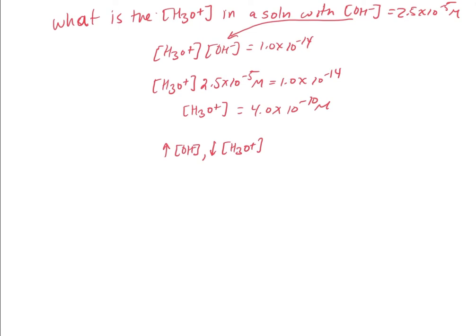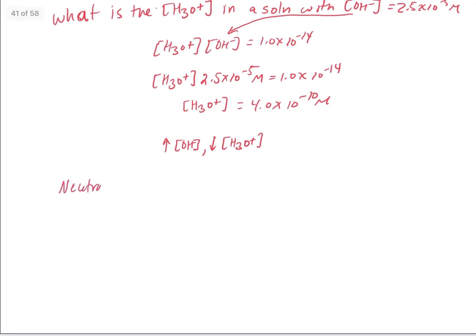So we can describe these conditions as either acidic or basic, depending on which concentration is higher than the other. So in neutral solution, we said that the concentration of H3O+ is equal to the concentration of OH-, and this is all equal to 1.0 times 10 to the minus 7.